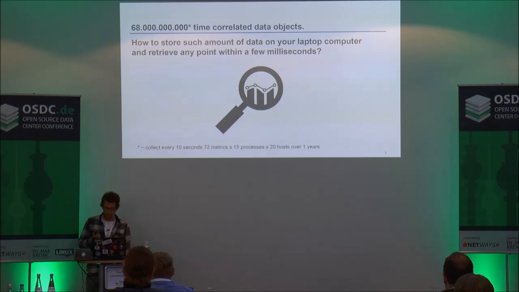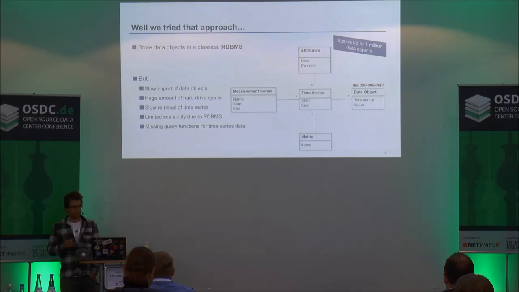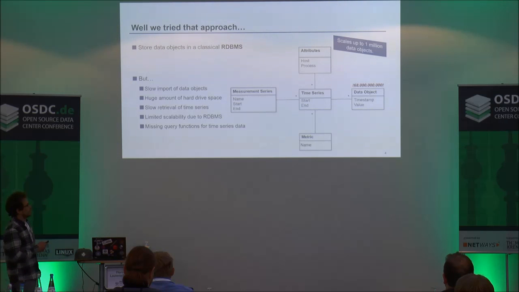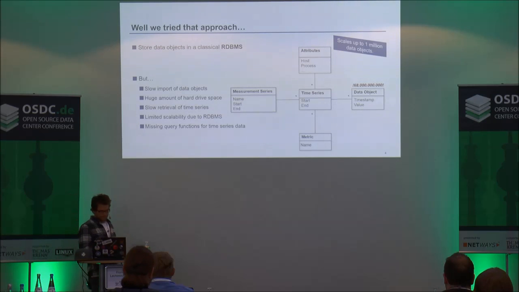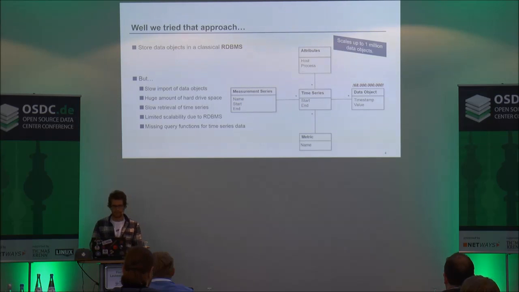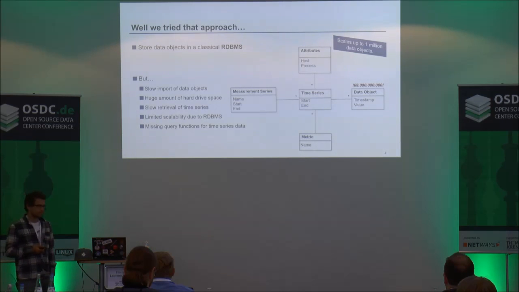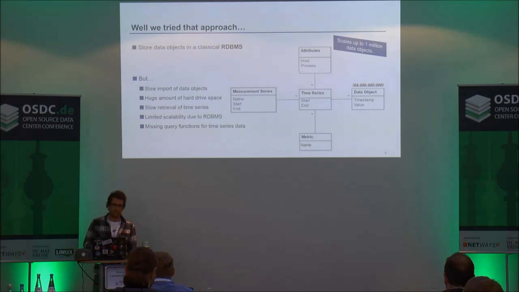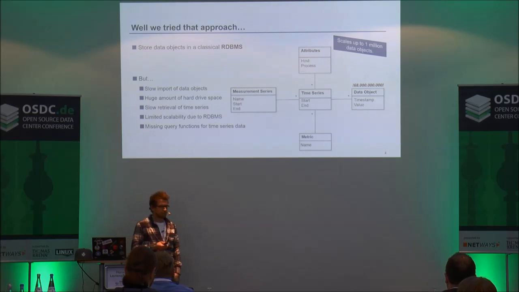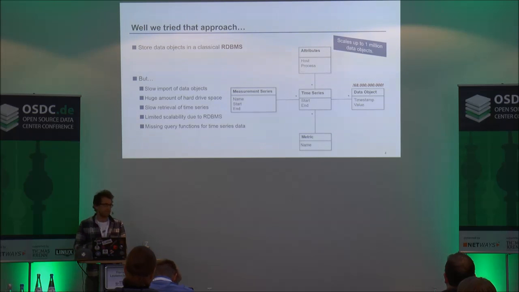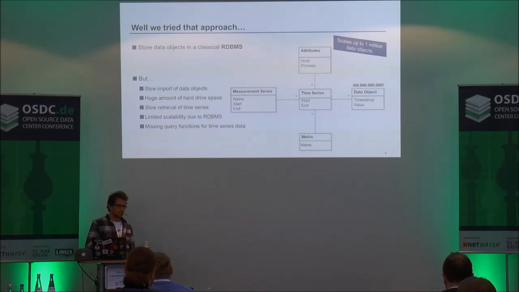A simple approach could be a relational database management system and a simple model like that. We have a time series, a table for the data objects, a table for attributes, the metric name, and the logical measurement series to group time series that belong to a measurement. This approach is no rocket science, and hence one has slow imports. One needs a huge amount of hard drive space. The retrieval of the time series is also slow, and one has limited scalability due to relational database management systems, and of course missing query functions for time series data.